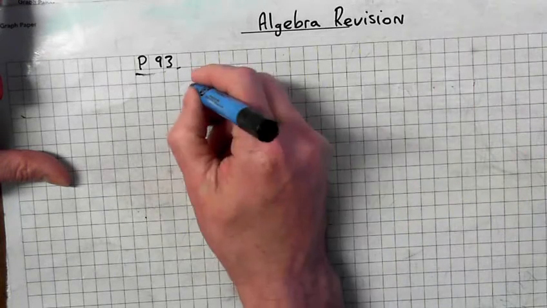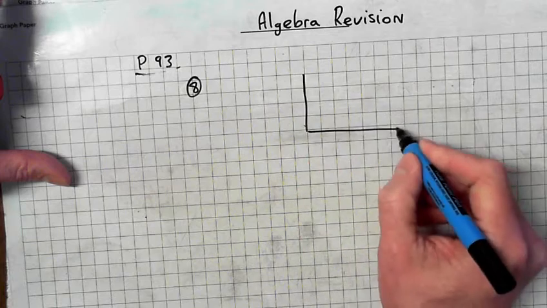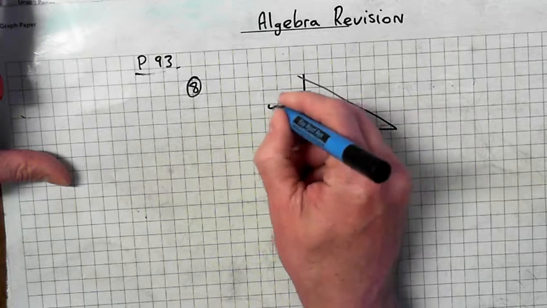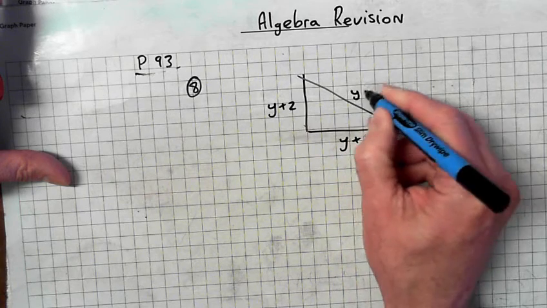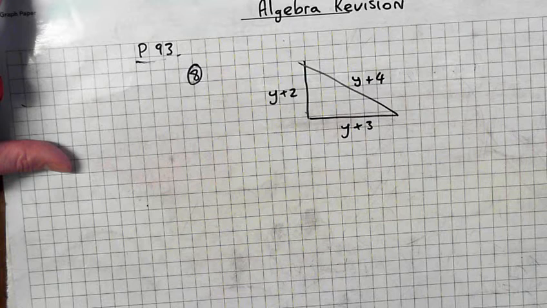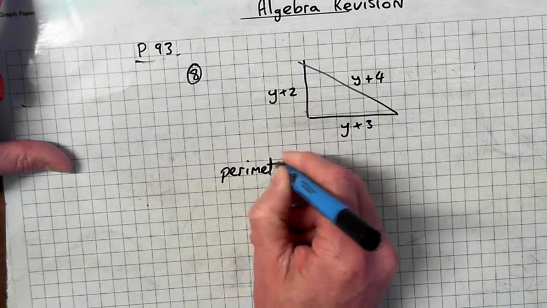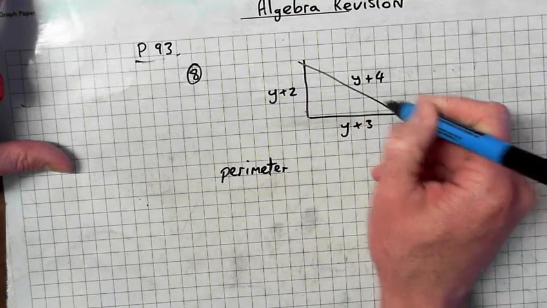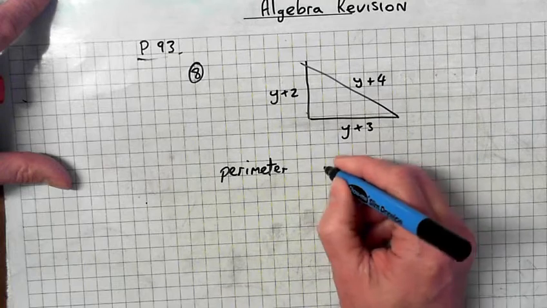Right, the next one. So this is question 8. And you've shaped a triangle. And this side is y plus 2, this side is y plus 3, this side is y plus 4. Alright, so you're asked, what is the perimeter? Perimeter means if I walk around the outside of the shape. So start here, walk that way, walk that way, walk that way. What's the total perimeter? So we can write it like this.